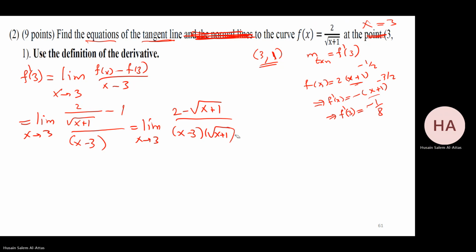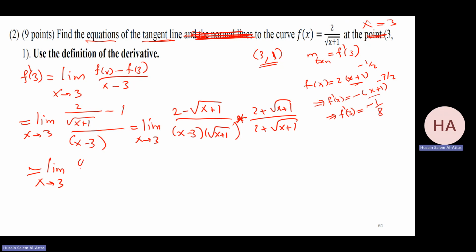If we substitute, you'll get 0 over 0. So it means you need to do something: I need to rationalize, multiplying by 2 plus square root x plus 1 over 2 plus square root x plus 1. You have the limit as x goes to 3 of 4 minus (x plus 1) over (x minus 3) square root x plus 1 times 2 plus square root x plus 1.